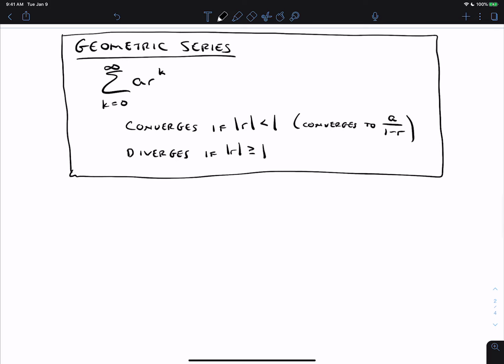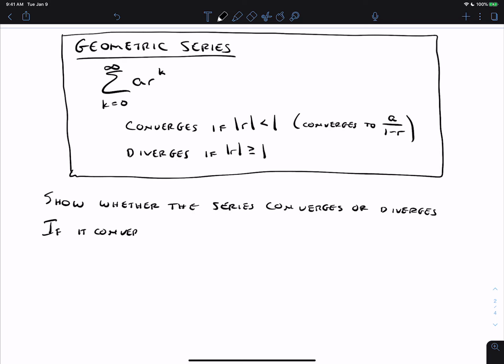So okay, directions would be: show whether the series converges or diverges, and then if it converges, find its sum. Okay, and so we're going to start with the one that we did earlier, which was the sum k equals 0 to infinity of 1/3 to the k.